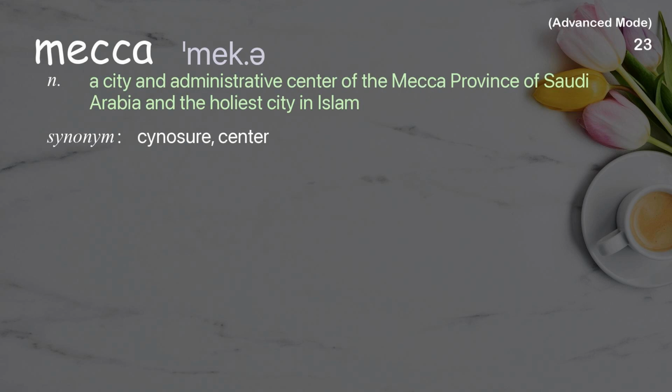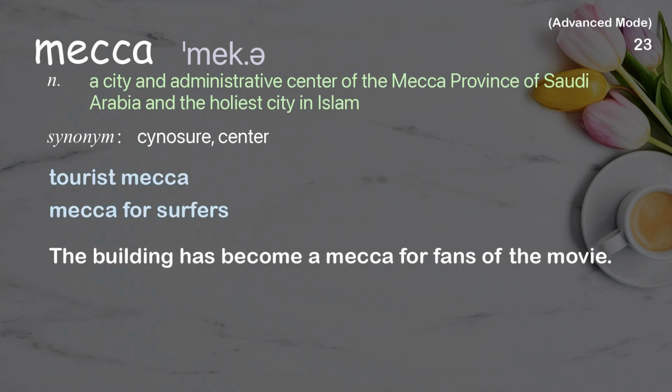Mecca. A city and administrative center of the Mecca province of Saudi Arabia and the holiest city in Islam. Examples: Tourist Mecca. Mecca for surfers. The building has become a Mecca for fans of the movie.